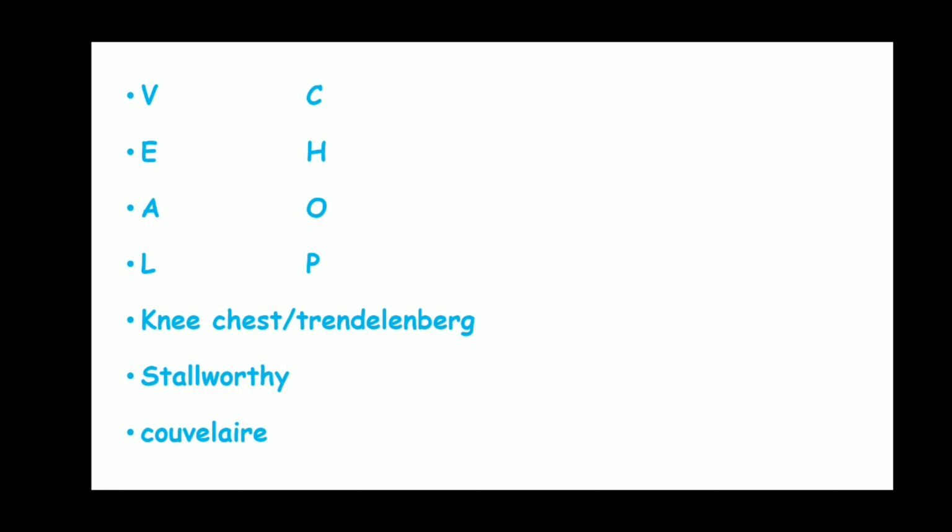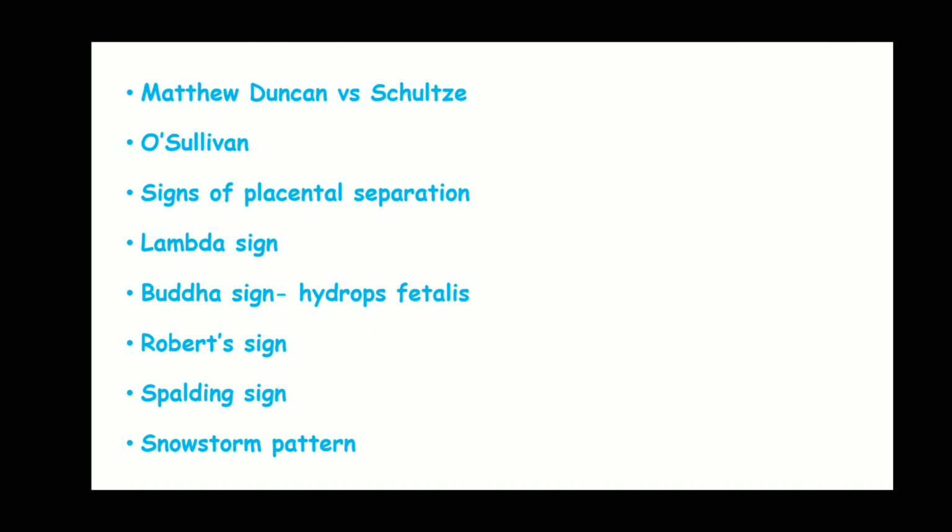Couvelaire uterus is a complication of concealed hemorrhage in abruptio placenta. When there is concealed hemorrhage, the hematoma forms inside and slowly increases in size, cutting off the blood supply to that part of the uterus, leading to purplish discoloration of the uterus. If you find it very, very late, the patient sometimes must undergo hysterectomy because a lot of cell destruction would already have happened. So this is known as Couvelaire uterus.